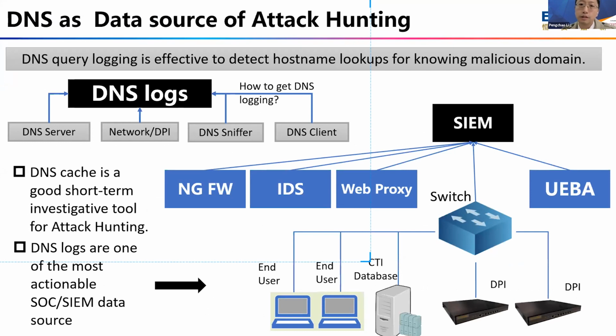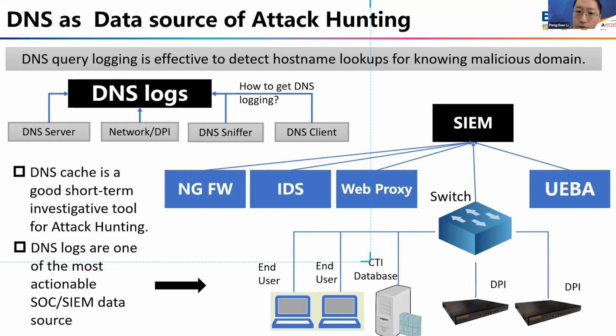Both DNS logging and CTI play important roles in attack hunting. DNS query logging is effective to detect hostname lookups for known malicious domains. We can collect DNS logs from DNS servers, DNS clients, DPI, DNS sniffers, and so on. For example, a Zeek sensor on TCP/UDP port 53 can collect the DNS stream.